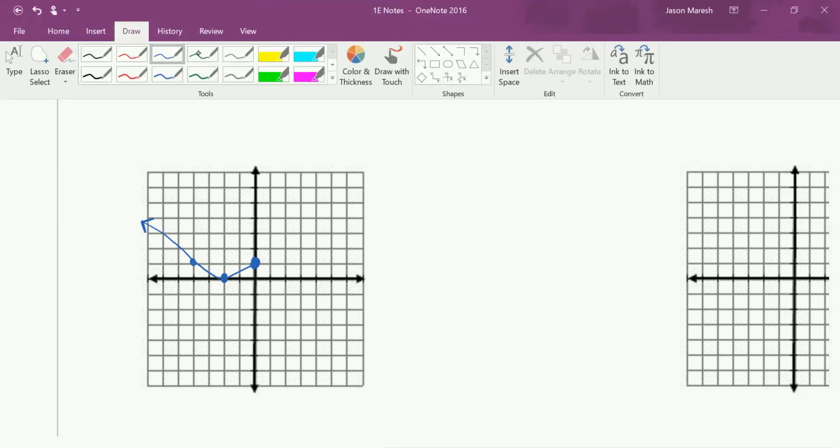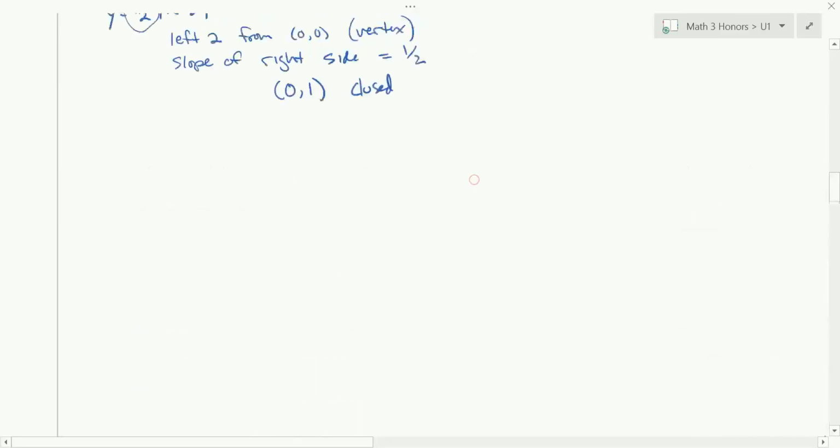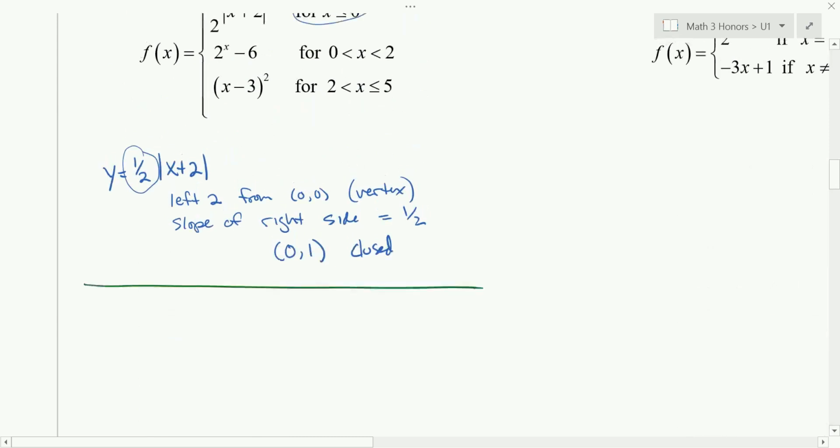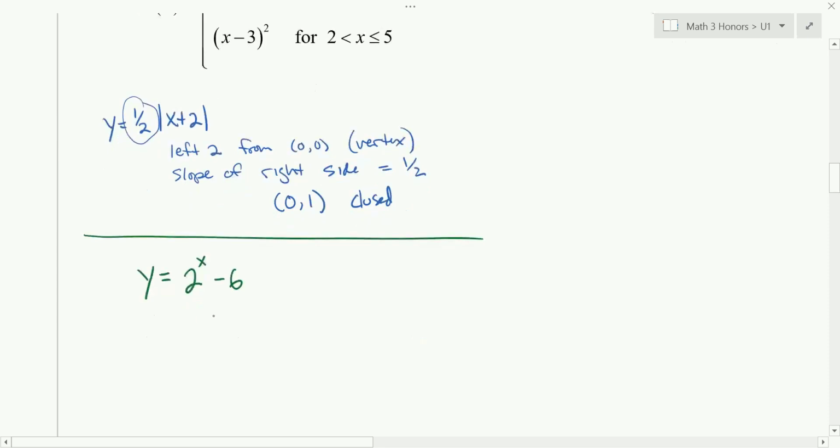I'm going to switch color now for my second piece. Second piece, y equals 2 to the power of x minus 6. And I know that this is exponential, and it's moved down 6 from where? From 0, 1 this time. Okay? And 0, 1 is not a vertex or any special point. It's just a point. Actually, it is the point that was 1 unit above the horizontal asymptote. Okay? So when I move down 6 from 0, 1, I also need to move that asymptote down and make sure that's 1 unit below.